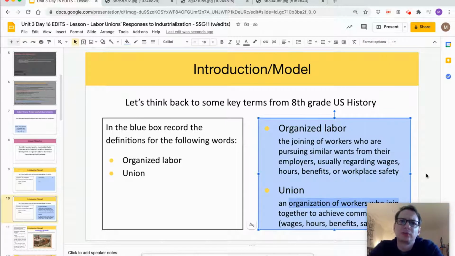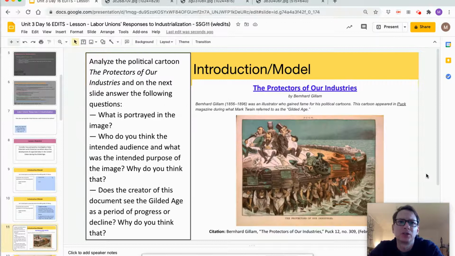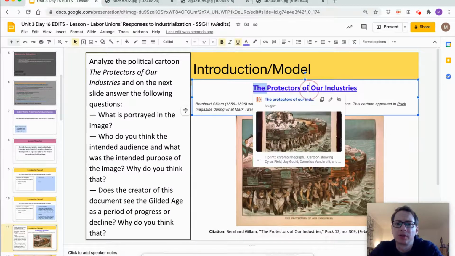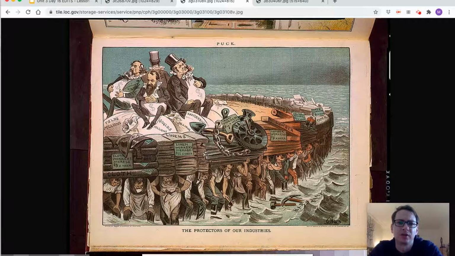So now that we have a fuller understanding of both of these terms, let's get into the meat of this lesson. We start out by examining this cartoon, The Protectors of Our Industries, and I'm going to go ahead and pull up a high-def version that they have at the Library of Congress site. When looking at a political cartoon, I always remind my students of the importance of the words that appear in and out of the image. If you look at this closely, you can see all these different individuals and other objects that are labeled. But we also see the title here at the bottom.